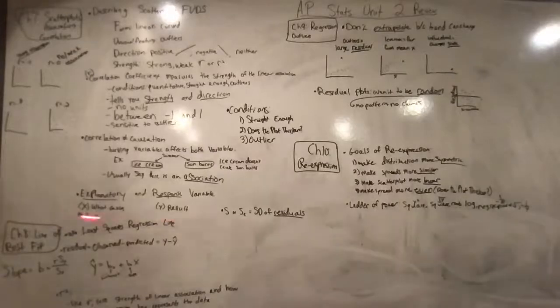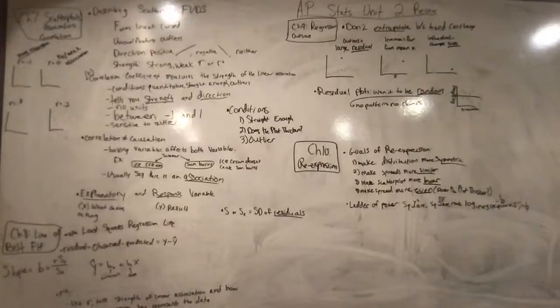And explanatory and response variables. The explanatory variable is on the x-axis, and it's what causes a thing, and the response variable is on the y-axis, and it's a result. The conditions are: straight enough, does the plot thicken, and the outlier condition.